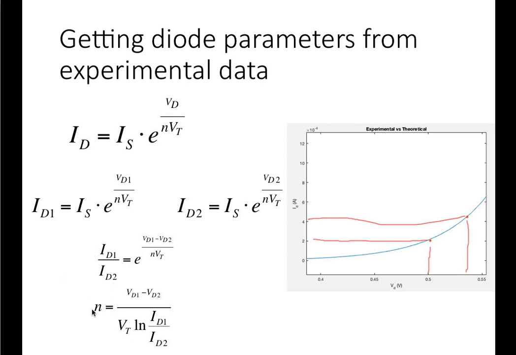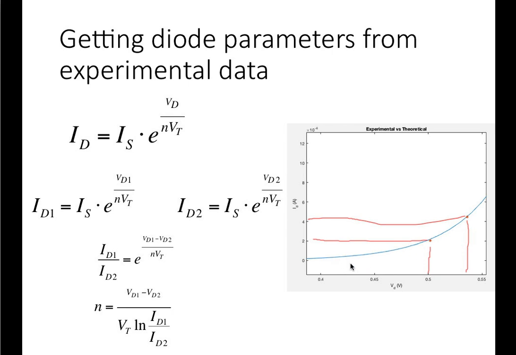So now I have all of the pieces that I need. I have VD1, I have VD2, I have VT, I have ID1 and ID2. So I can find n. Once I have n, I can go up to either of these two, it doesn't matter, and plug in n and solve that for IS. So that's how you're going to use your two data points to find IS and N so that you can write an equation for your diode.